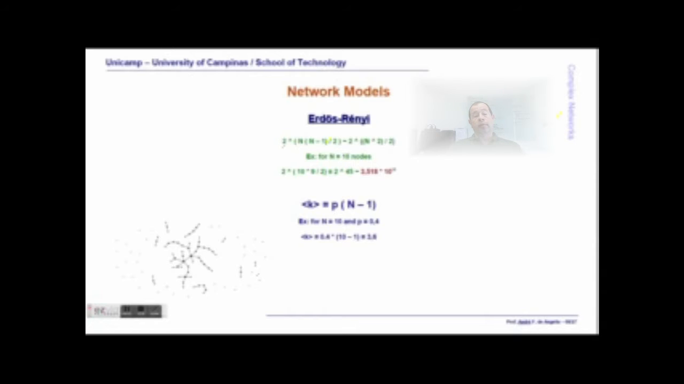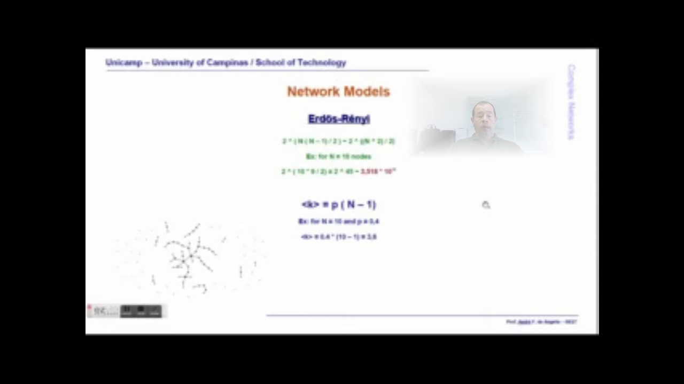A very interesting thing about the Erdős-Rényi model is that the model is very well studied. Then we have analytical solutions for several of its properties. For instance, we know how many nodes, how many edges. We have a lot of information about the network, even if we don't build the network itself. We can do it analytically.